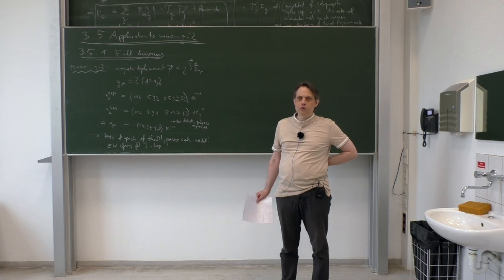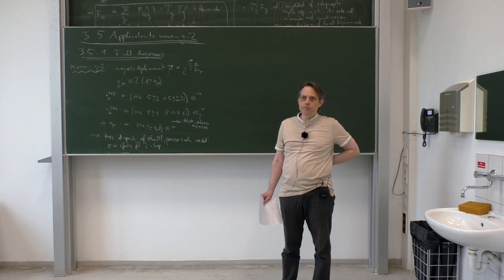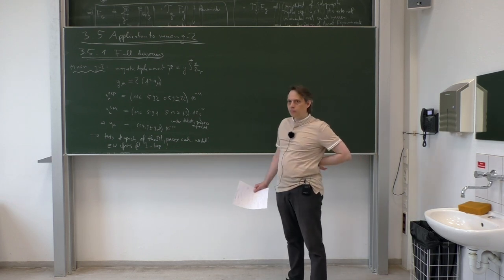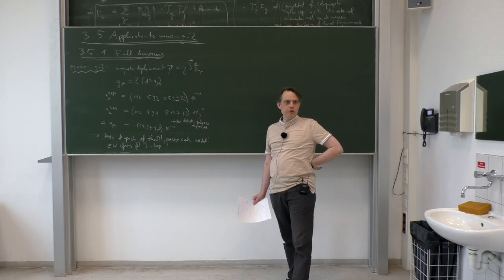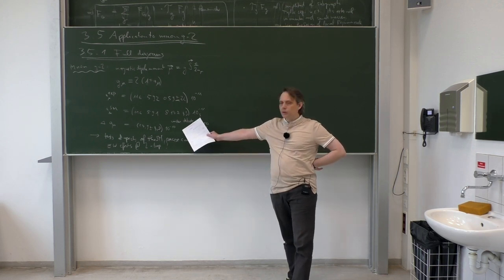So the coupling square is 10 to the minus 3. The mass ratio is 10 to the minus 6. So it would be 10 to the minus 9. Therefore, you expect from one loop electroweak effects 10 to the minus 9, which is relevant.